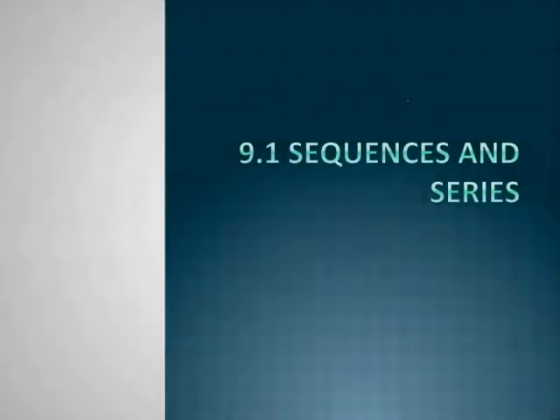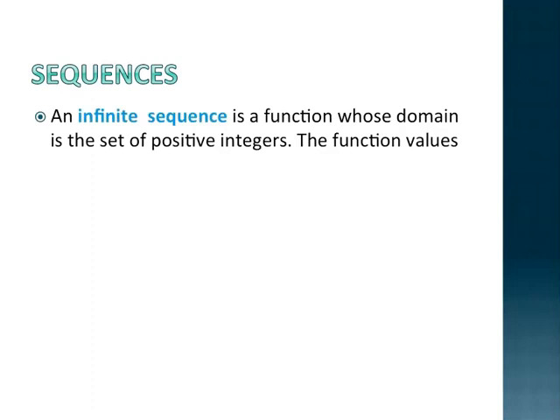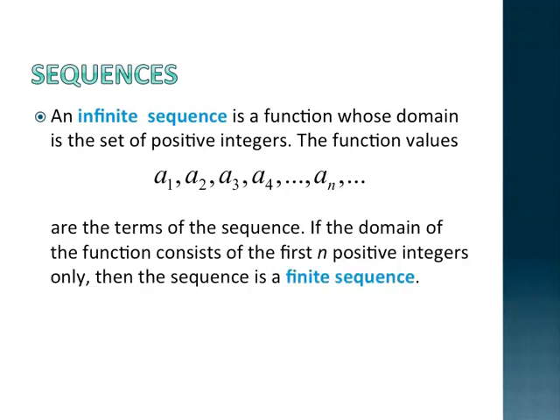Today we're going to start a new topic, and we are going to first start by talking about sequences and series. So what is a sequence? Well, an infinite sequence is a function whose domain is a set of positive integers. Okay, so it's a function. The domain is a set of positive integers, so starting with 1, 2, 3, 4, and so on. The function values a1, a2, a3, a4, these are all values of the function, are the terms of the sequence.